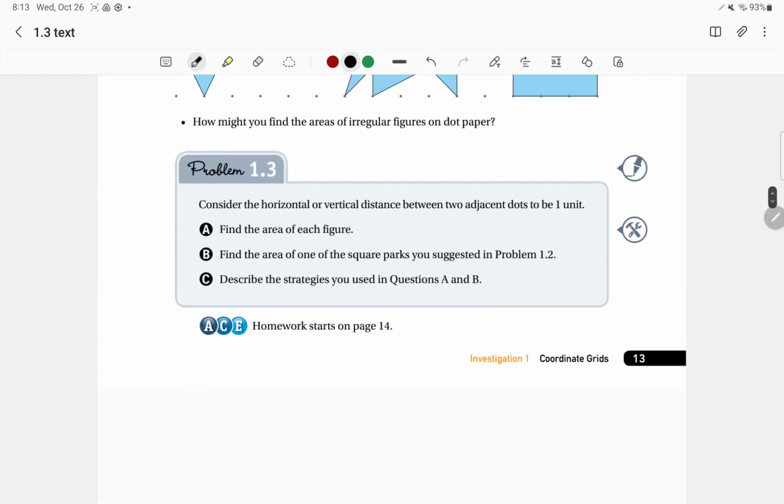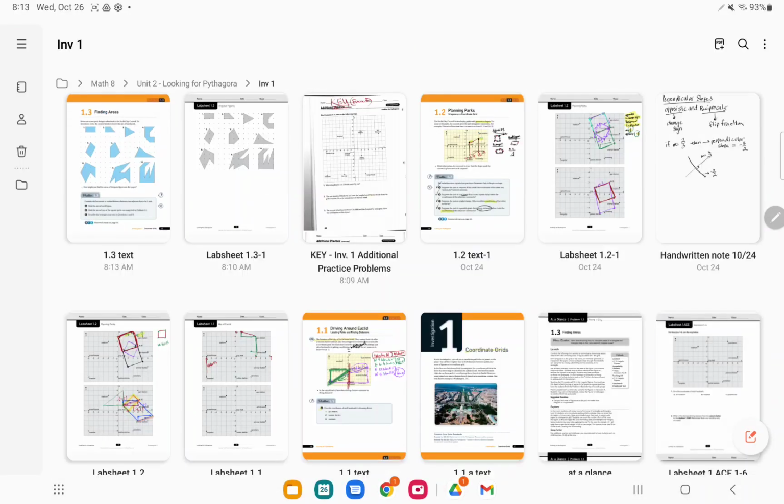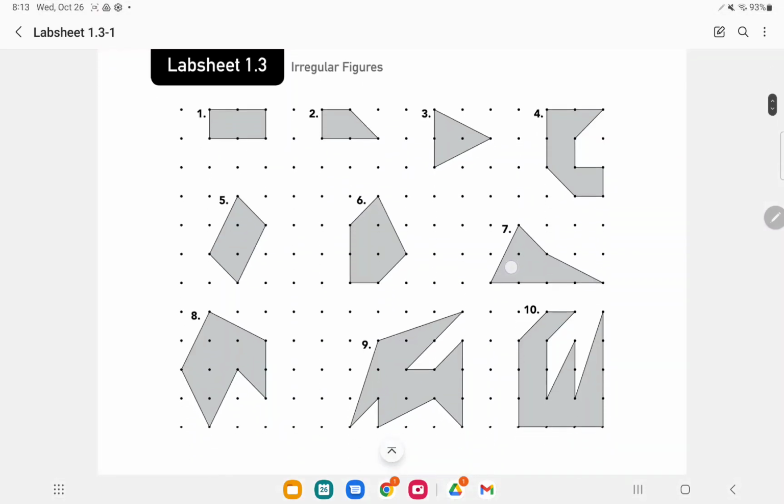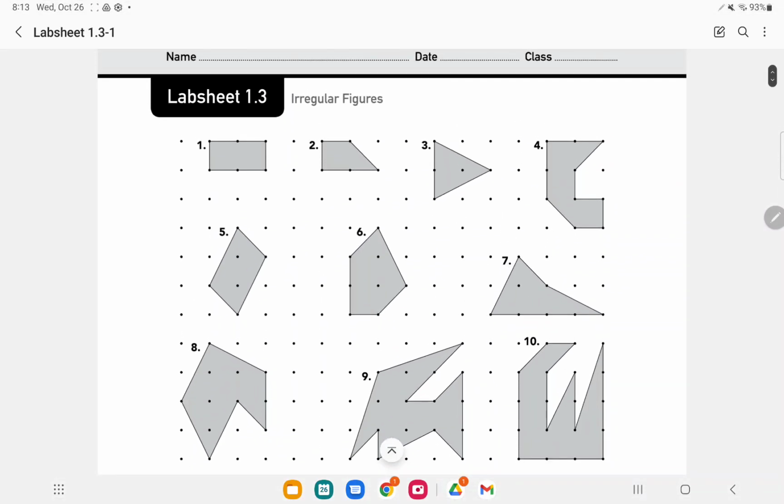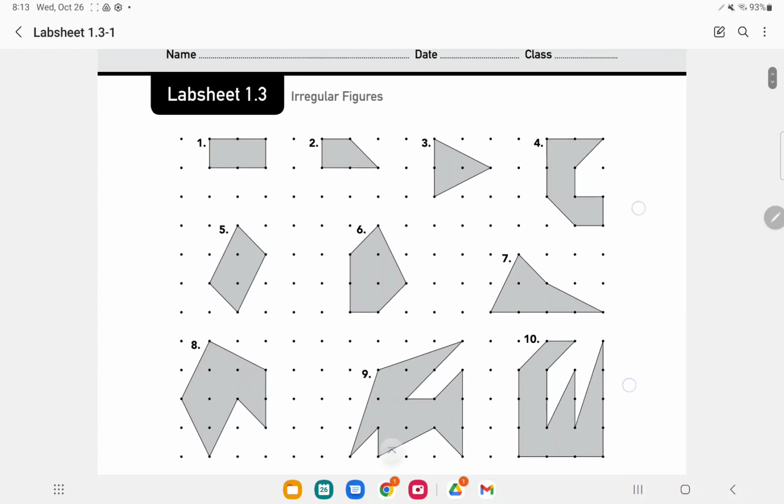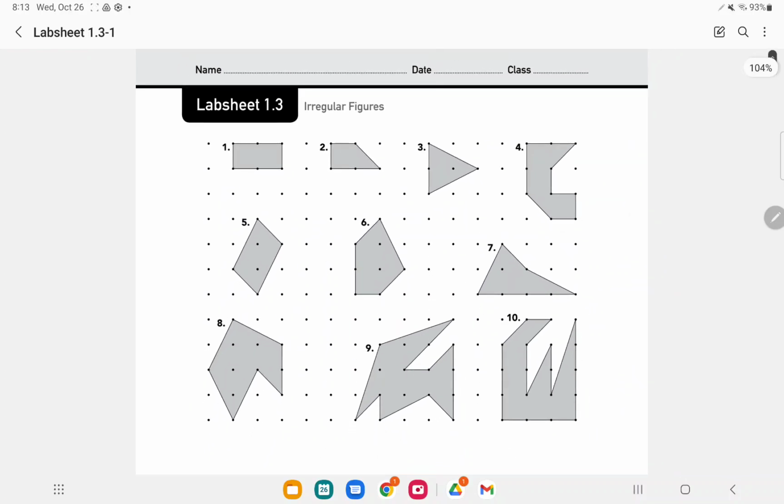So first of all, part A asks you to find the area of each figure. You should have a lab sheet, or if you do not have it, go to my website. I would highly recommend having this lab sheet, or else I want you to copy them on dot paper or graph paper so you can actually draw on top of them. Go ahead and find the area of each figure. They get harder as they go on. You should be okay with the first and maybe second rows, but 8, 9, and 10 should cause some trouble.